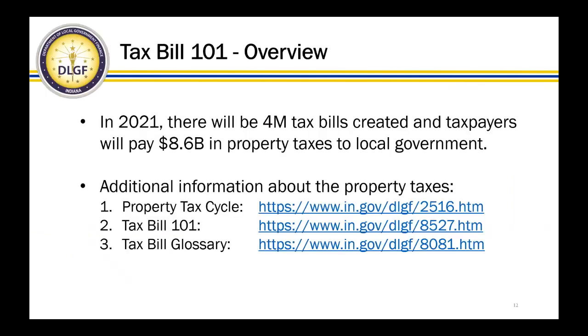So let's pivot there from the definitions to starting to get into how, in addition to the taxing district rate, the other values go together to create a tax bill. In the upcoming year, in 2021, the various counties in the state of Indiana are going to send out 4 million plus tax bills that are going to generate $8.6 billion worth of property taxes that are going to flow into local government.